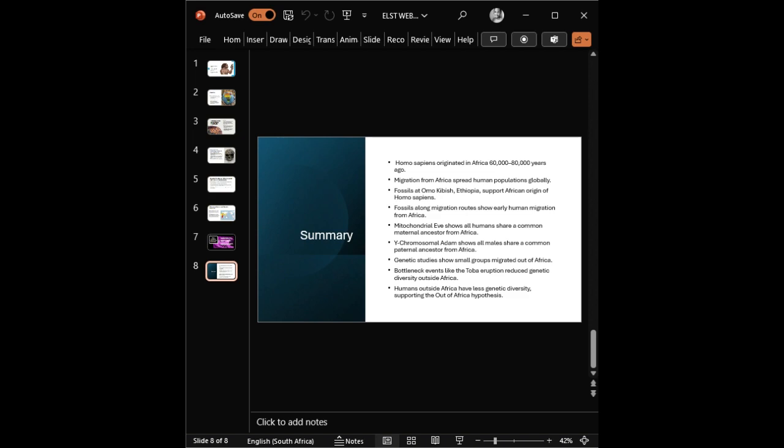These migrations were small, and events like the Toba volcanic eruption reduced genetic diversity, which is why humans outside of Africa today have less genetic variation. All of this evidence supports the out of Africa hypothesis, showing that Africa is truly the birthplace of all modern humans. Before we wrap up, reflect on this question: how do fossils and genetic data together strengthen the out of Africa hypothesis? Write down your thoughts and we'll discuss them in our next lesson.